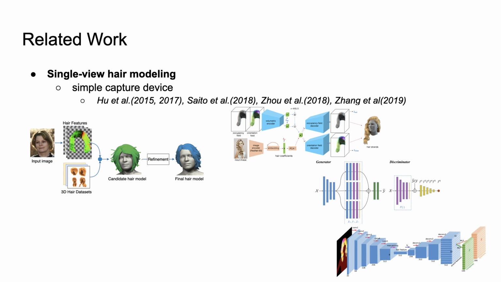There are mainly two ways to perform single-view hair modeling. The first one is by retrieving candidate hair models from a 3D hair model dataset based on extracted features, such as semantic segmentations, and 2D or 3D orientation maps. Then refine the candidate hair model to generate the final 3D hair model. The second way is by using deep neural networks. However, those methods require large 3D hair datasets.